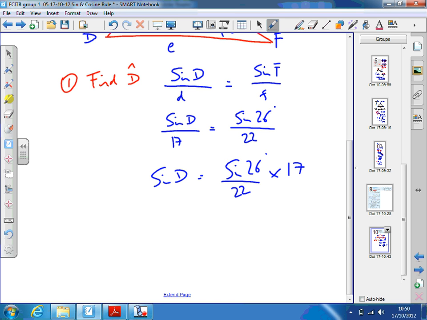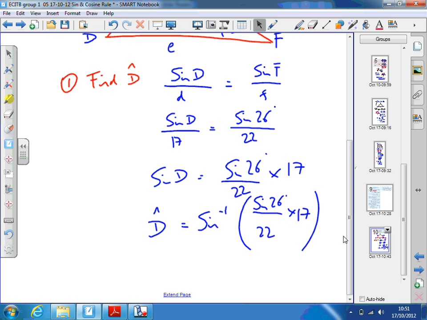The next step, which we looked at just before the break: if I'm after the angle D, that equals the inverse sine of sine 26 over 22 times 17. Again, I can try and do that in one hit on the calculator, and hopefully that will give you the answer. The answer's in the book, so you can check it now and see if you get the right answer.